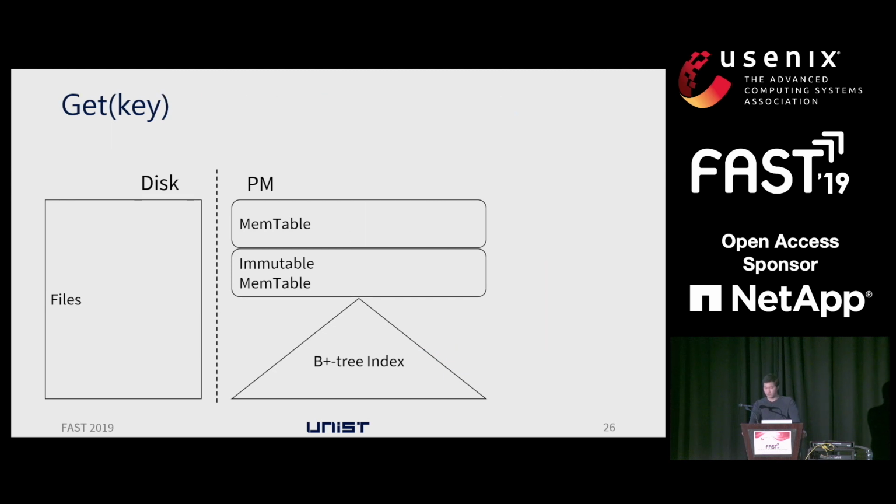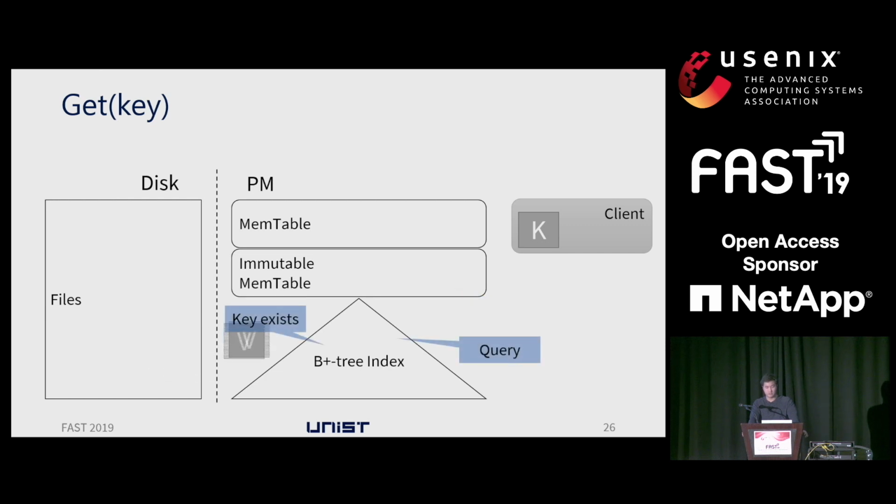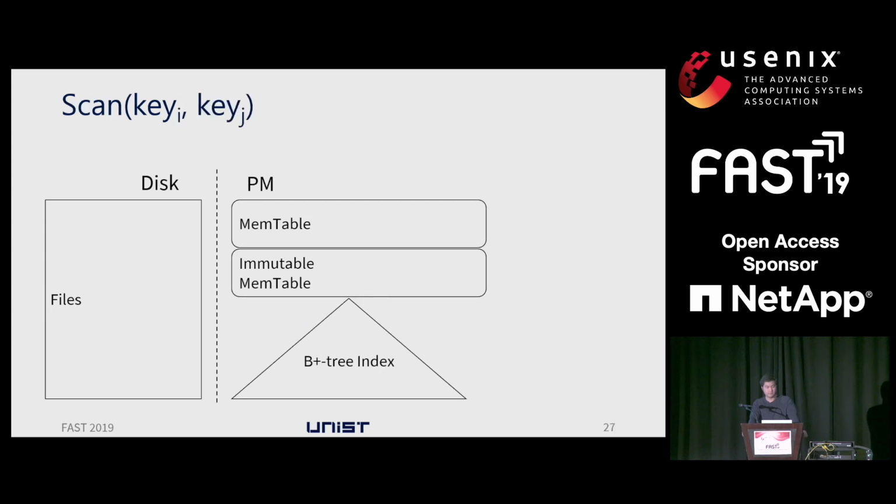For the get operation, we need to first query the mem table because our freshest key-value pairs are stored in the mem table. If the key does not exist there, we query the immutable mem table. If it also does not exist, we query the B+ tree and we return the value from the disk.